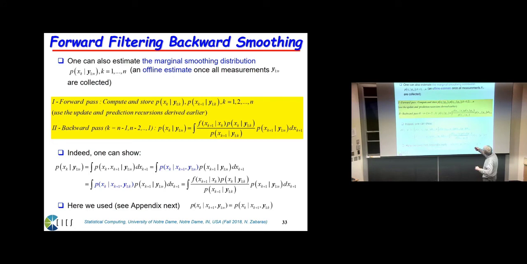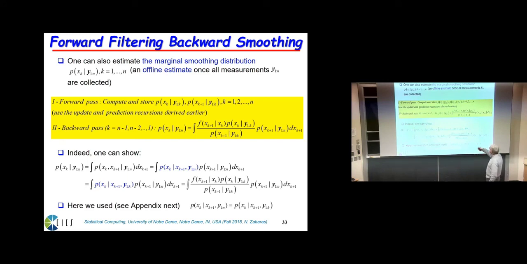How? What distribution is this? What's the name we gave to it again? Filtering. All right? And what name do we give to this distribution? Here we have data up to k, and we predict the value. It's the predictive distribution, one step ahead.